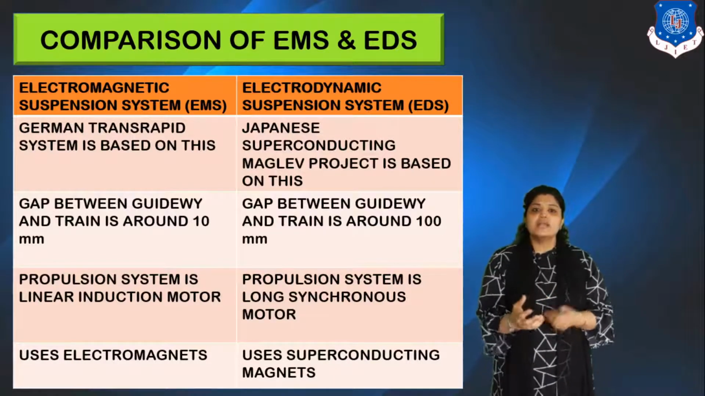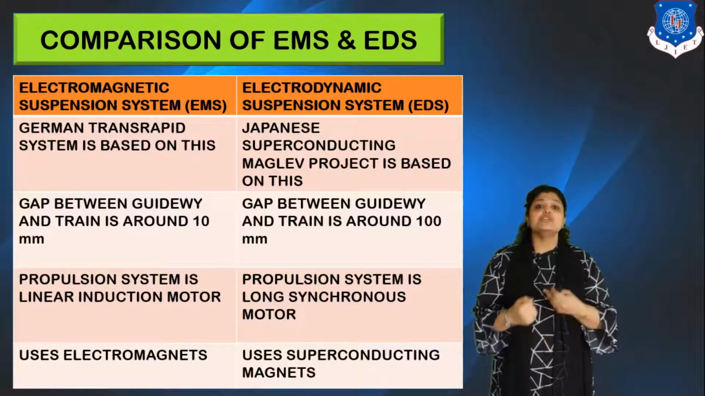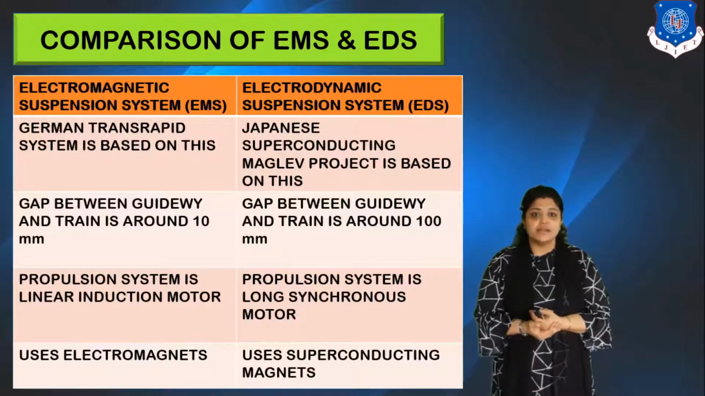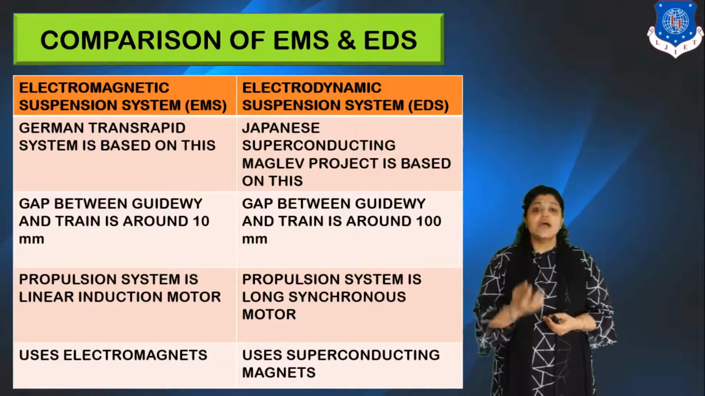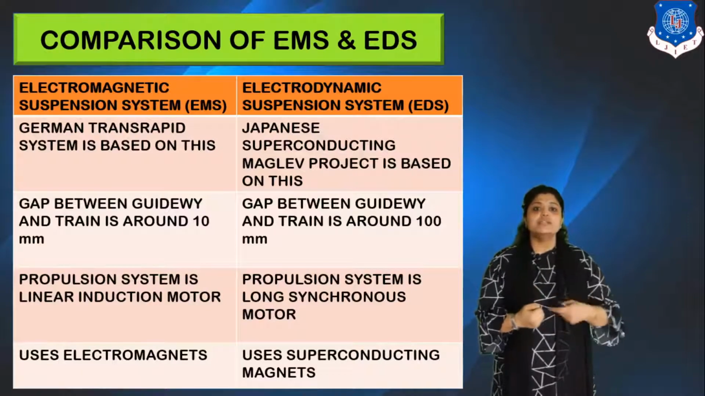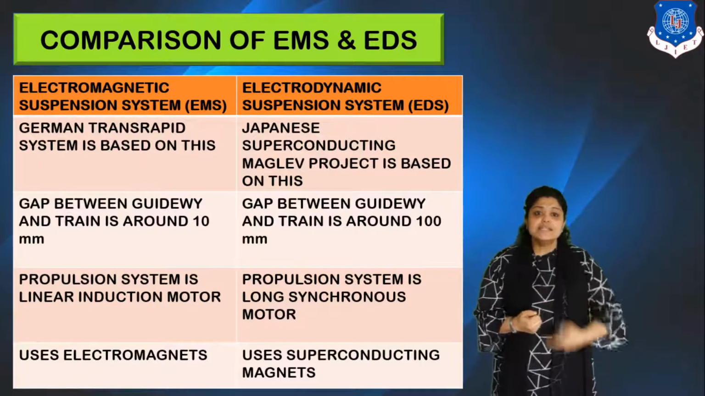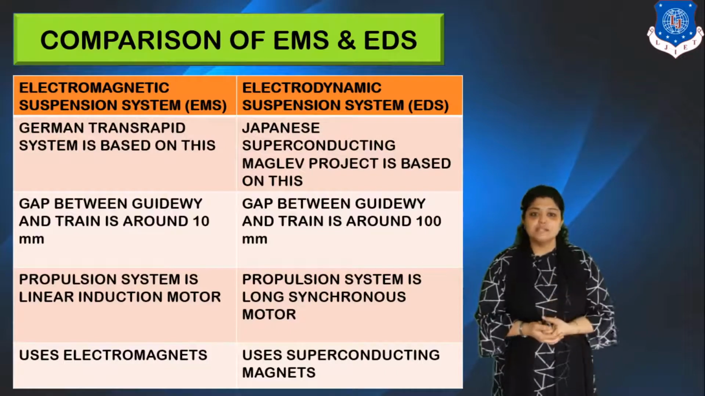You must be wondering how the temperature of these superconductors is maintained. So what is done is you have liquid nitrogen tanks on the train which continuously supply liquid nitrogen in circulation.